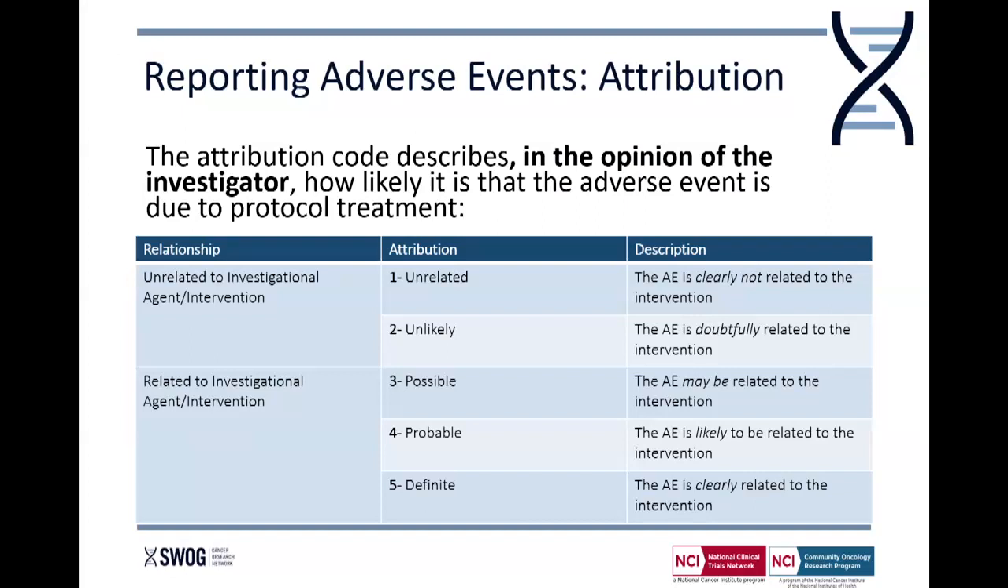In addition to grading adverse events, many studies require reporting of an attribution code. This is not part of the CTCAE, but is something that most trials request. An attribution code is a description of the relationship of the adverse event to the entire regimen of protocol treatment. Attribution codes range from 1 to 5. 1 and 2 are considered unrelated, and 3 through 5 are possibly to definitely related. Please note that the attribution codes must be assigned by the physician, not the patient or by the CRA.